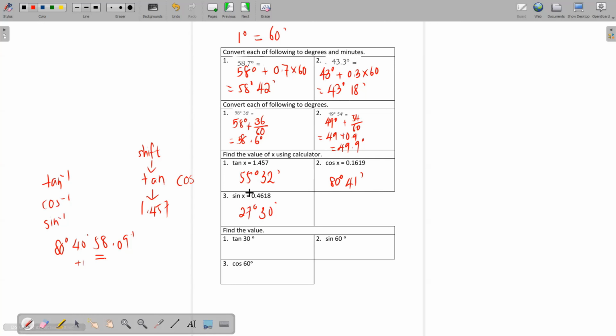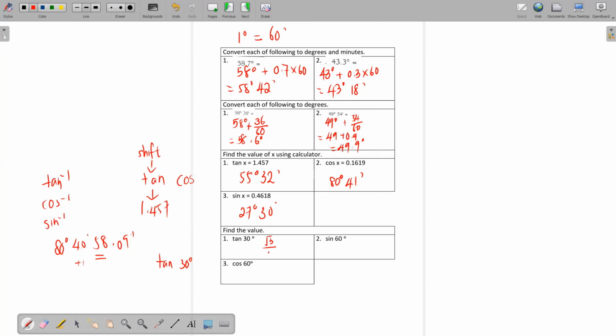So remember in your calculator, when we want to key in the number, we press shift, and then if you say tangent, you press tangent, cos, you press cos, sine, you press sine. How about if they give you degree? In your calculator, you just press the tangent, and then you just key in like tangent 30.